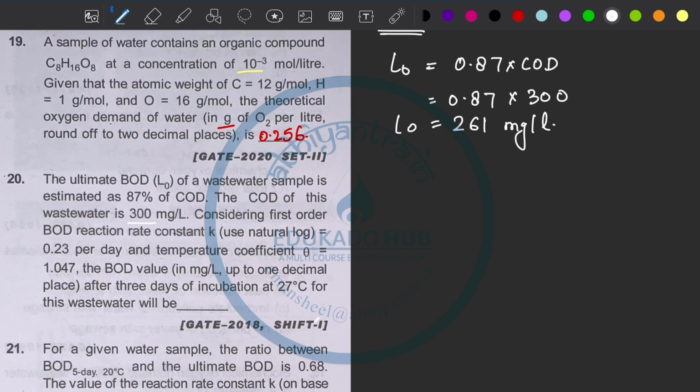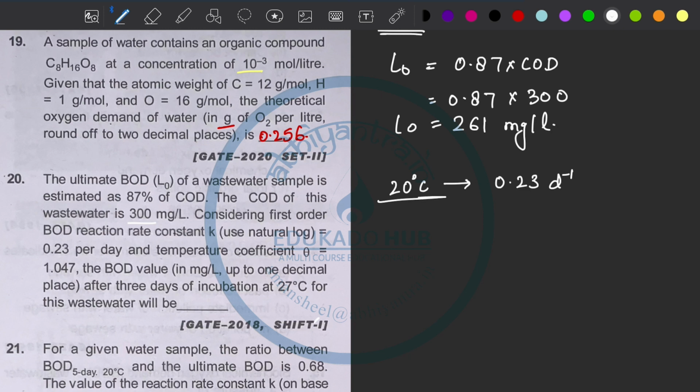Now, considering the first order BOD reaction rate constant using natural log is 0.23 per day, the temperature coefficient 1.047, find the BOD value after 3 days of incubation at 27 degrees Celsius. This one thing we need to keep in mind. The reaction rate constant will generally be given at 20 degrees Celsius. The reaction rate constant at 20 degrees Celsius comes out to be 0.23 per day. This is the general value.